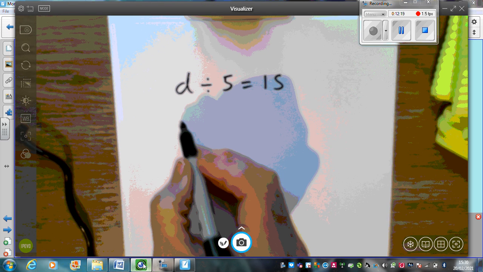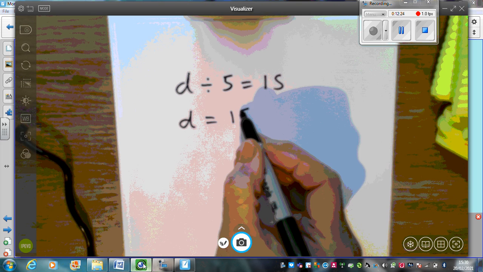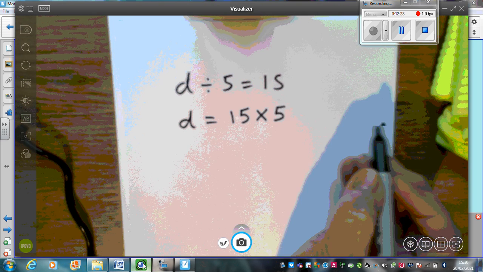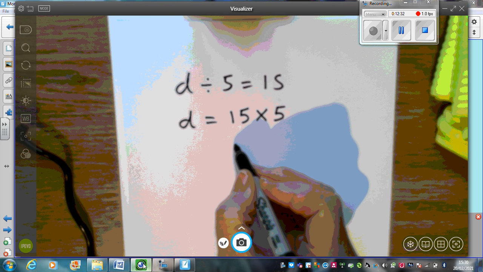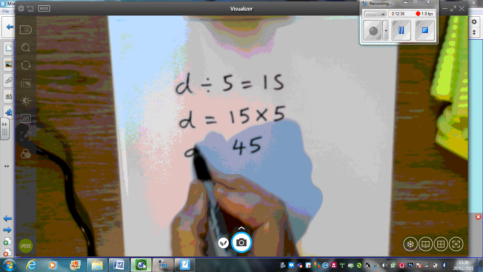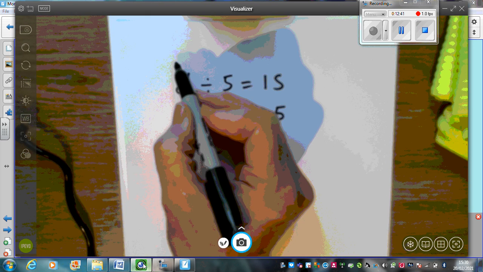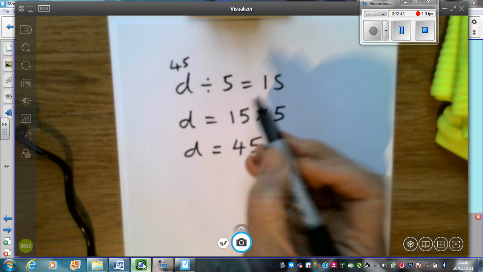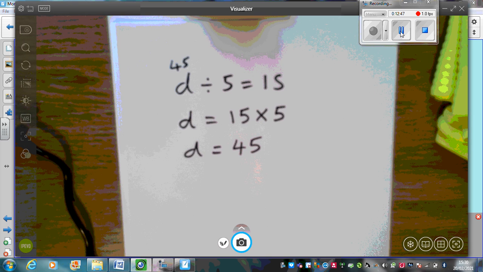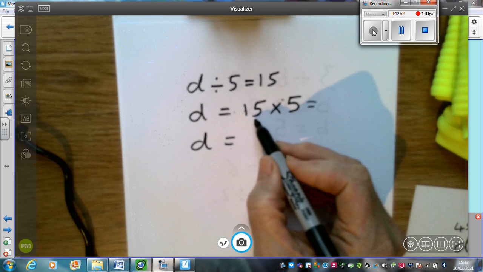Well, we can find out by saying D equals 15 times 5, which is 45. So D equals 45. Let's put that back into the equation. 45 divided by 5 is 15. No. Sorry about that. D is equal to 15 times 5.